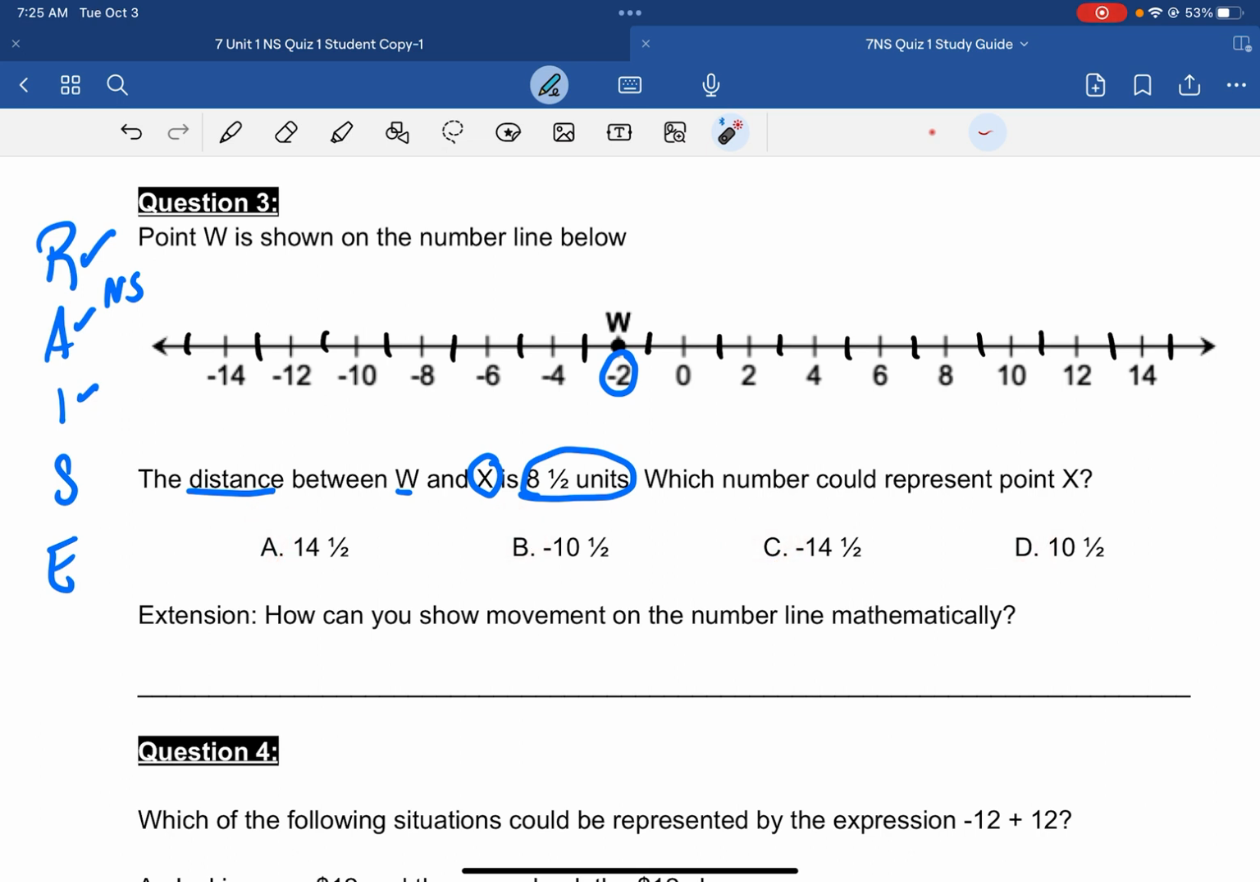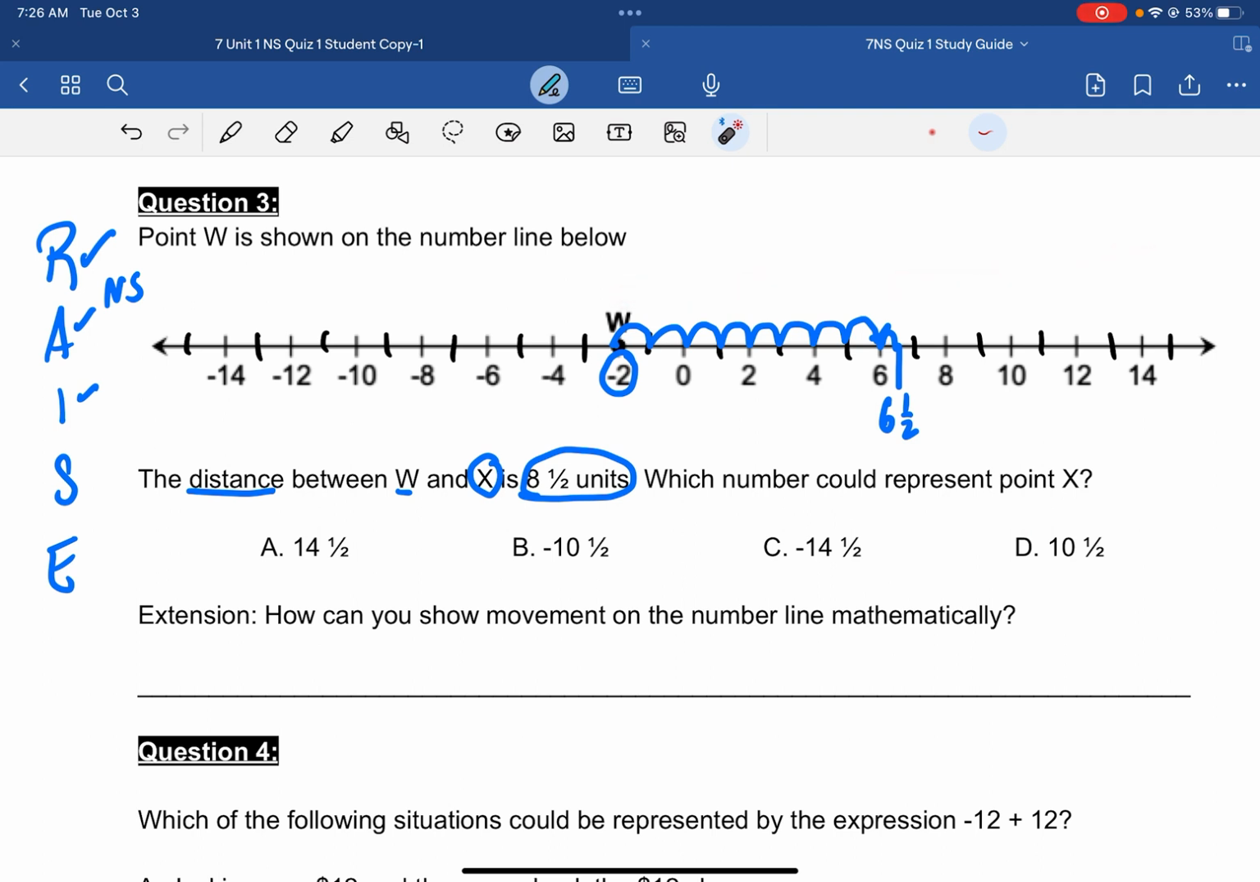So we've got 2 ways we can do this. We can hop on the number line, and if we do that to the right, it would be from here, we're going 8.5 units. So we're going 1, 2, 3, 4, 5, 6, 7, 8. That's 8 units, and a half would be right here at +6 1/2. So that is if we're going to the right. But +6 1/2 is not in our choices.